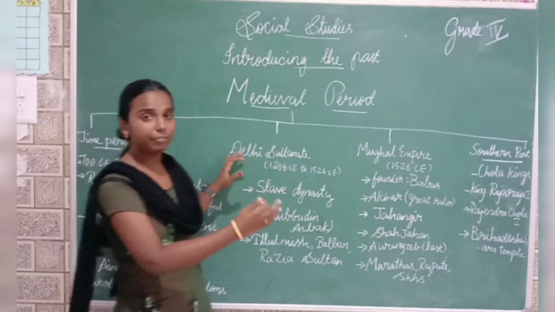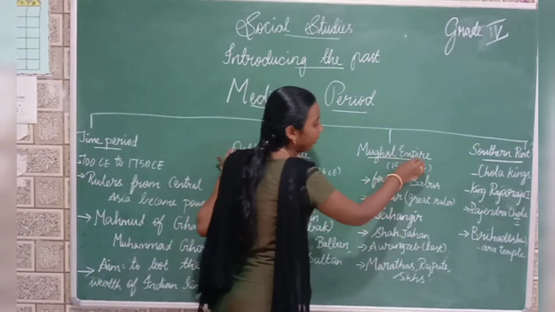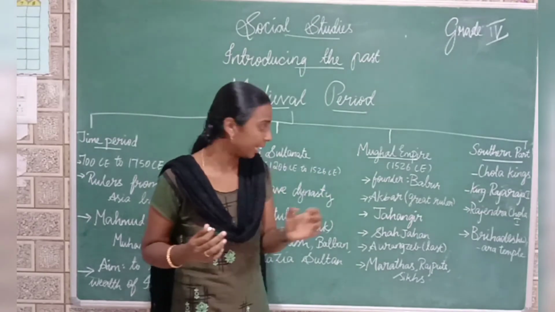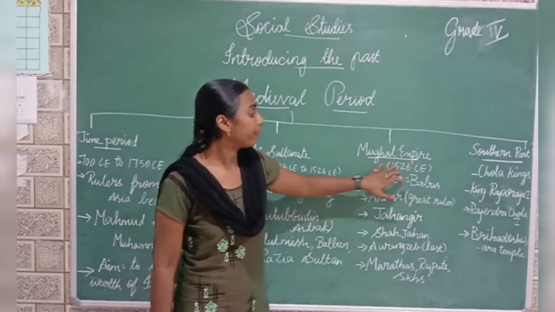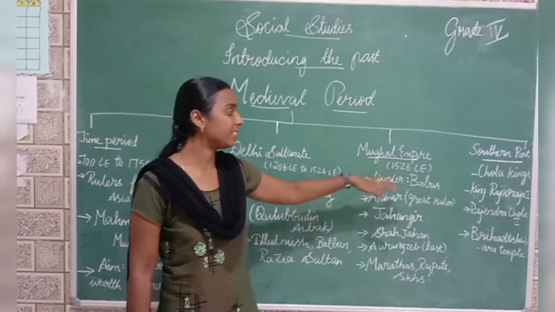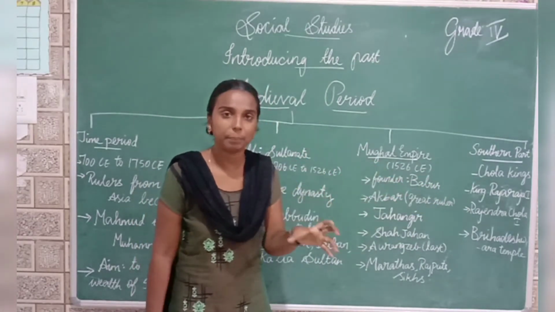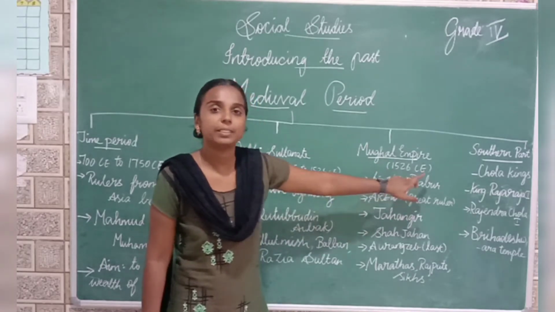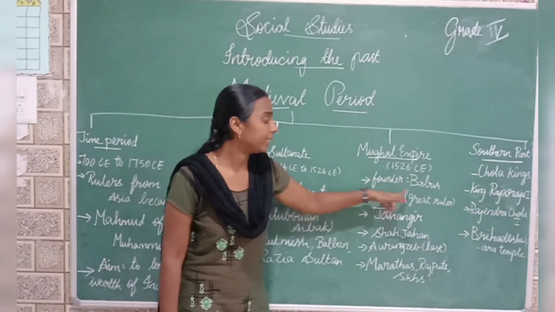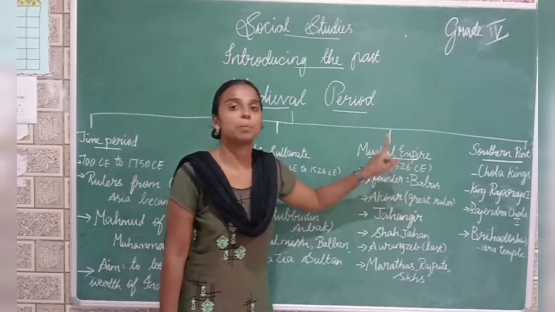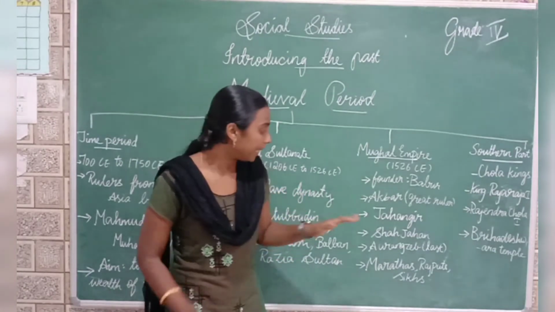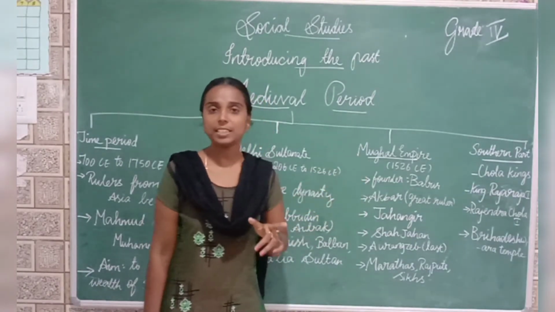And after this, the Mughal Empire. Next to the Delhi Sultanate, the Mughal Empire started to rise, from 1526 Common Era. And who founded this Mughal Empire? It was founded by Babur. So Babur founded the Mughal Empire, and next to Babur, Akbar became the ruler of this Mughal Empire.